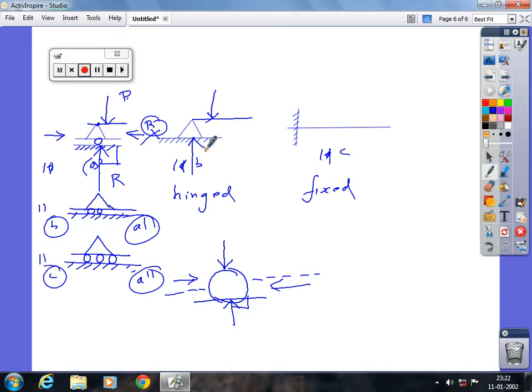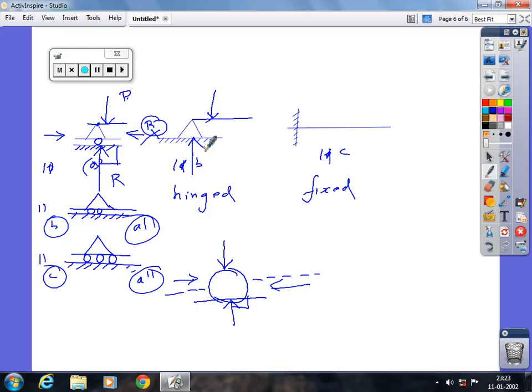And the third one, you can just write it as fixed support. The third one, you write it as fixed, F-I-X-E-D, fixed support.